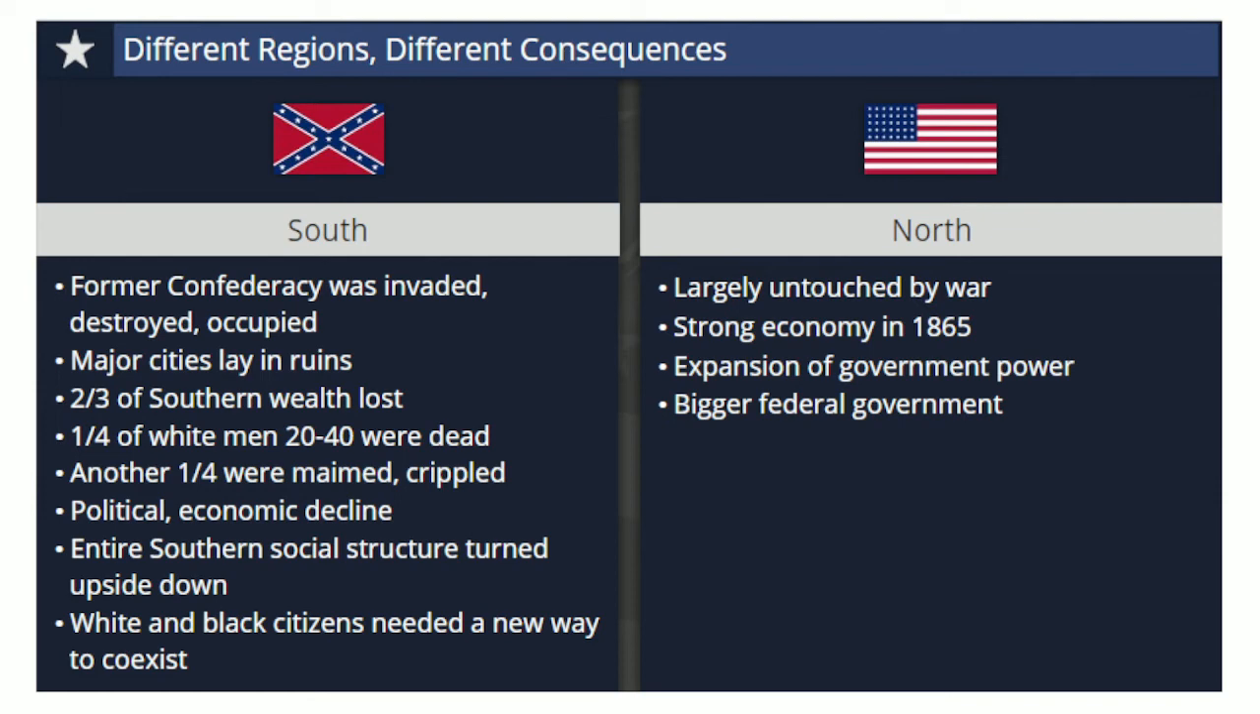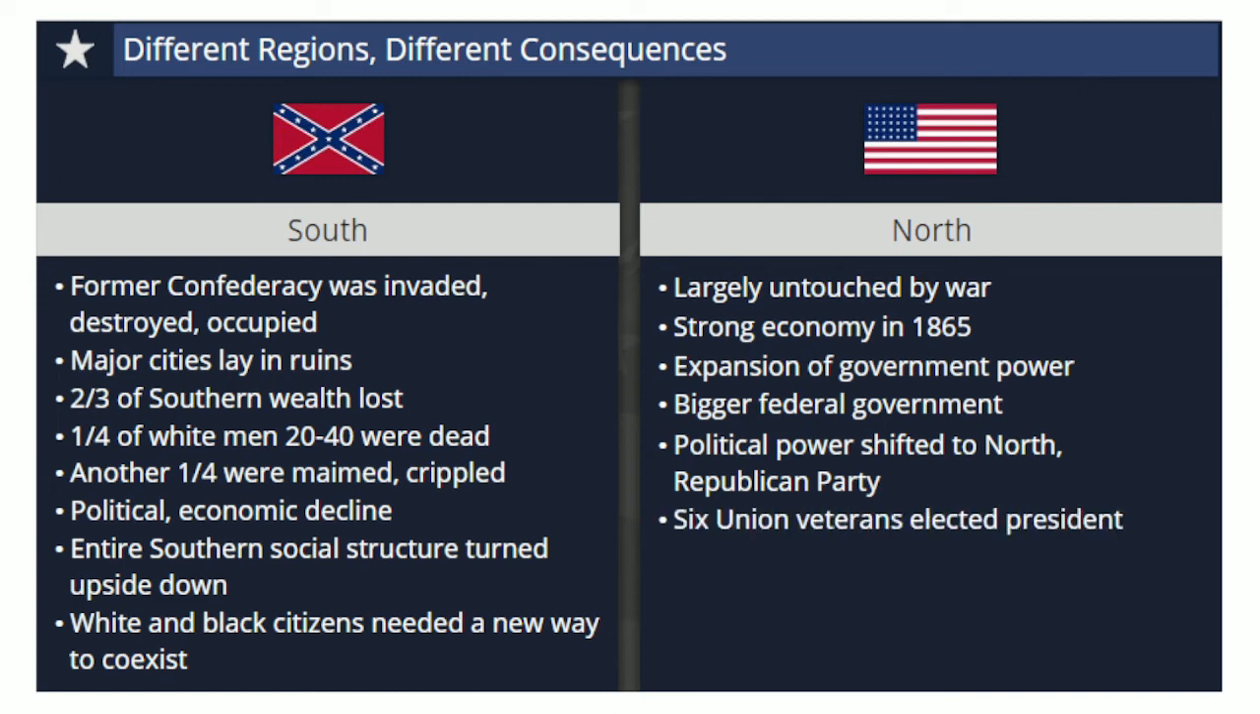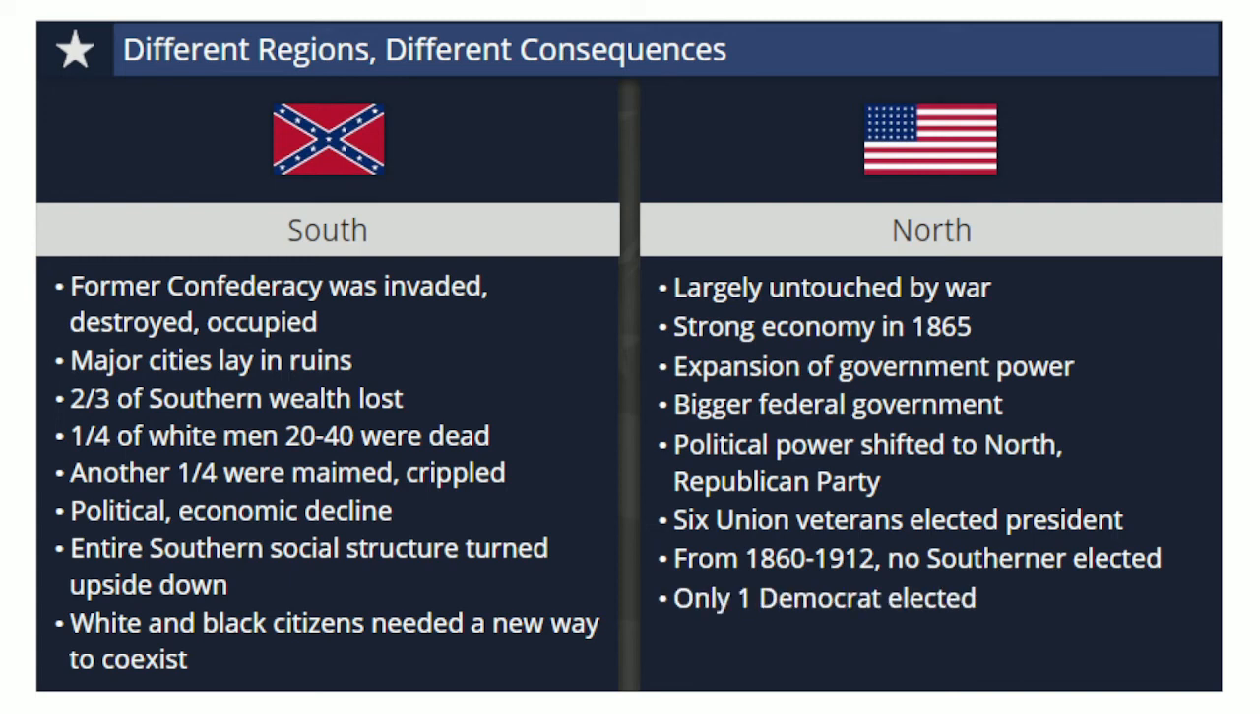Most presidents had been Democrats and Southerners before the Civil War. Now, political power shifted to the North and the new Republican Party of Abraham Lincoln. Six Union veterans, all of them Republicans, would become future presidents, beginning with Ulysses S. Grant. From 1860 to 1912, no Southerner would be elected president, and only one Democrat would be elected. Politically and economically, the North would be in the nation's driver's seat for quite some time.